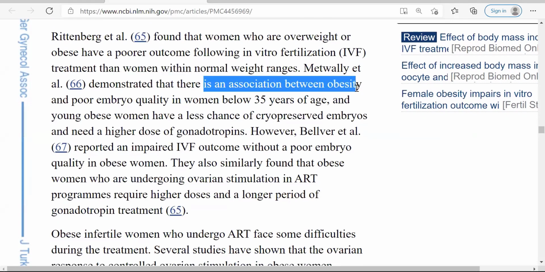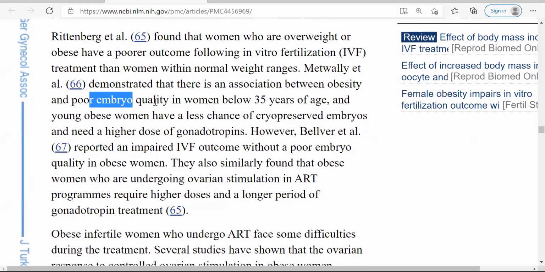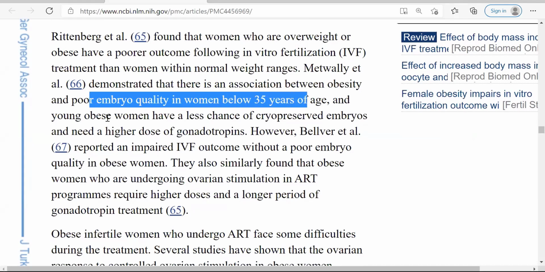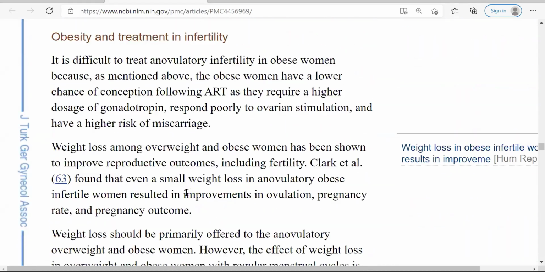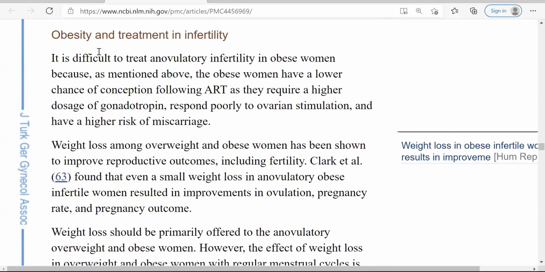And you can see there is an association between obesity and poor embryo quality in women below 35 years of age, and young obese women have less chance of cryopreserved embryos. Now, you don't need to know all these things. I just want to show you the impact that happens. So what is the treatment if a person is infertile and she is also obese?